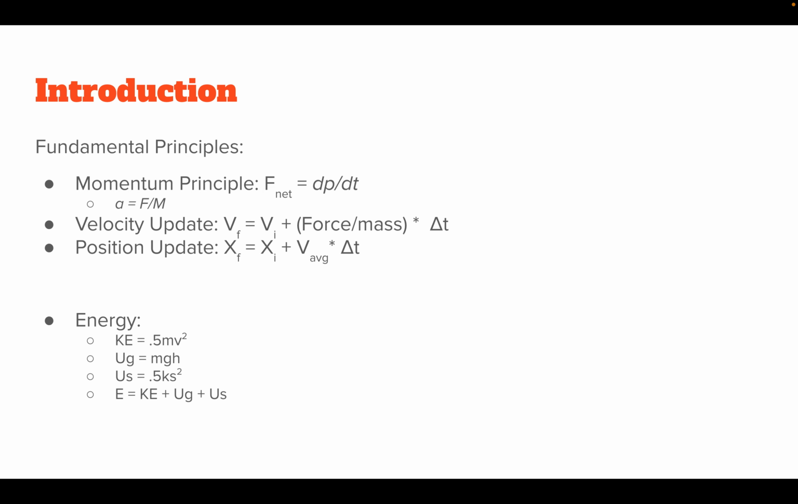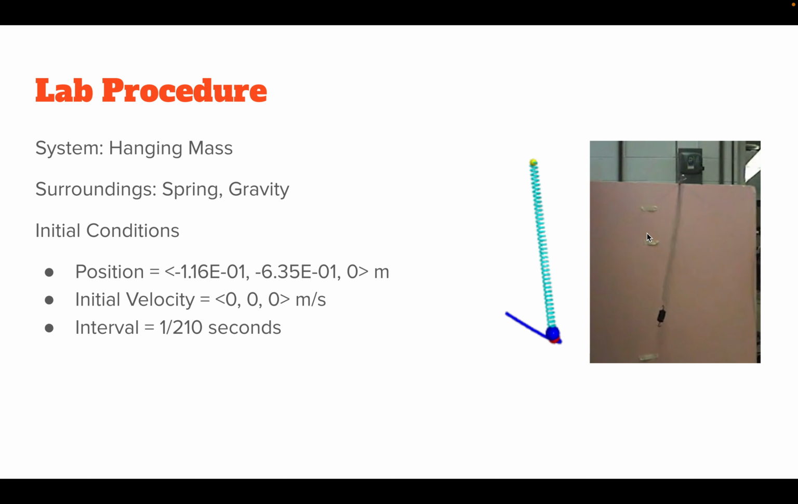Before we jump in, let's talk about some fundamental physics principles. Here we have the primary equations that guide our experiment. We have the momentum principle defined there. We have the velocity update to calculate the final velocity, the position update to track movement using the equation given, and we have energy calculations: the kinetic energy, the gravitational potential energy, spring potential energy, and total energy.